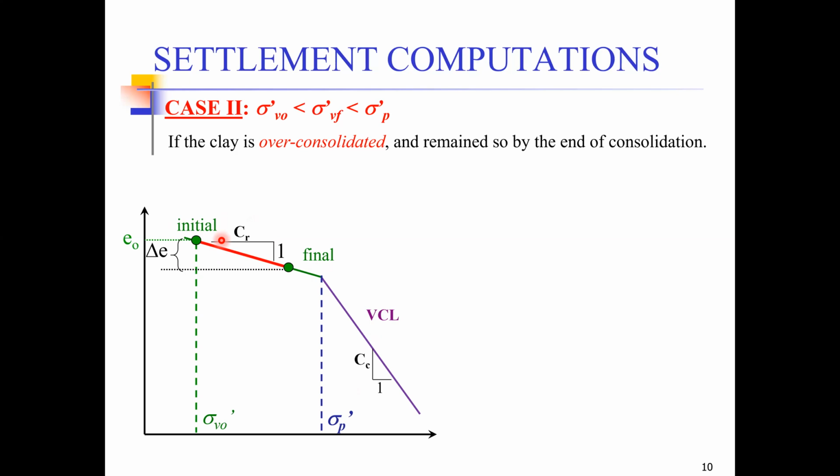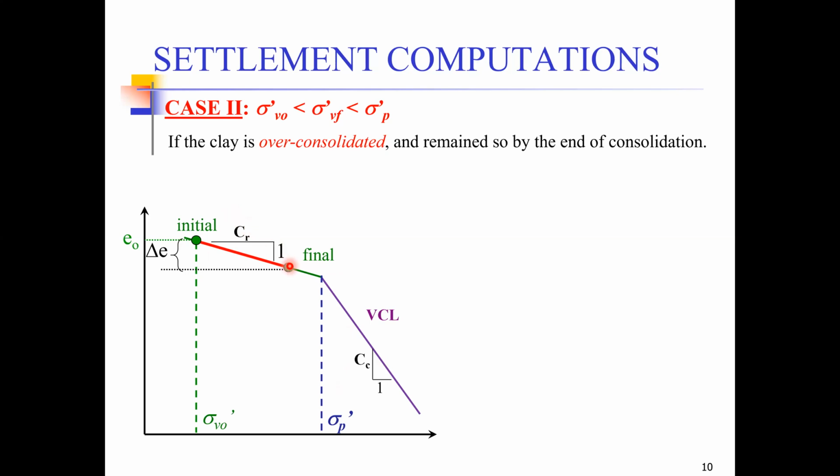It is obvious that because our zone of interest is lying in the over consolidated zone, because our soil is over consolidated right from the beginning till the end, this is why we should not be using CC in our calculations. Rather, we should be using CR, the recompression index, in our calculations. So let's see how we can use CR, or the recompression index, in our calculations in case of an over consolidated soil.